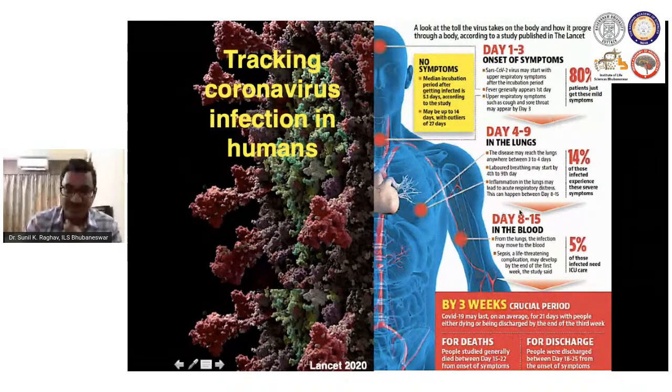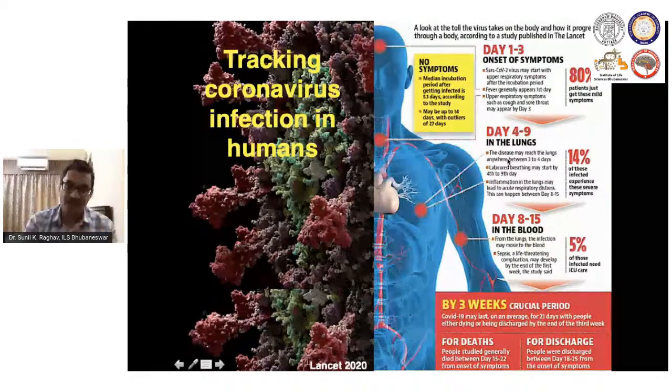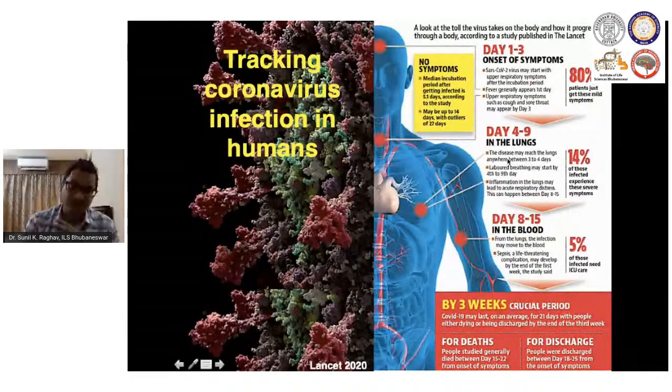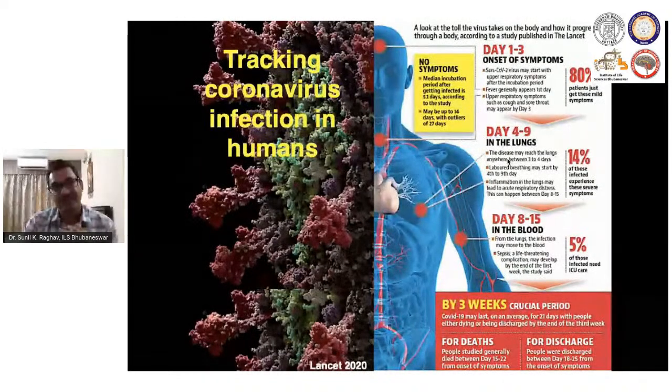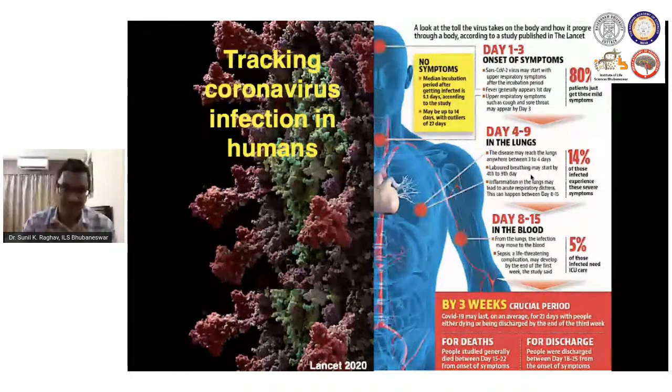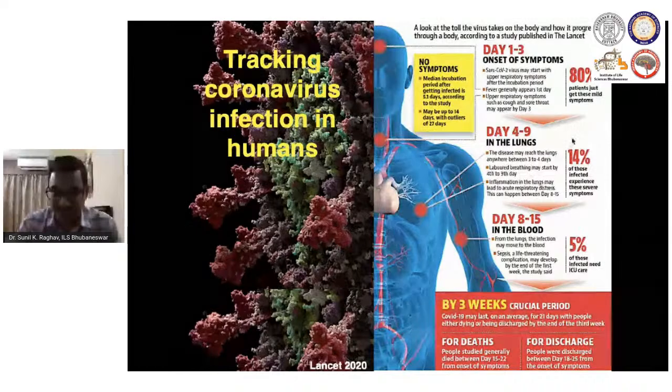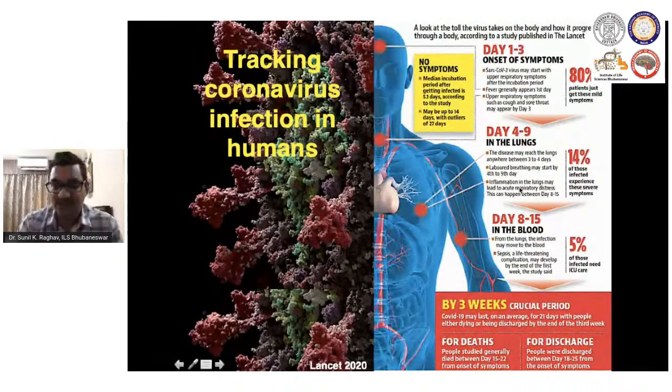But what happens if it doesn't get cleared? It starts going to the lungs, and that is the problem when there is more infectivity, or what you can say, the symptoms get severe. So you have more lung involvement, the respiratory problem, so you will feel problems in respiration, and some oxygen requirement might be there. And this is basically in 14% of the cases.